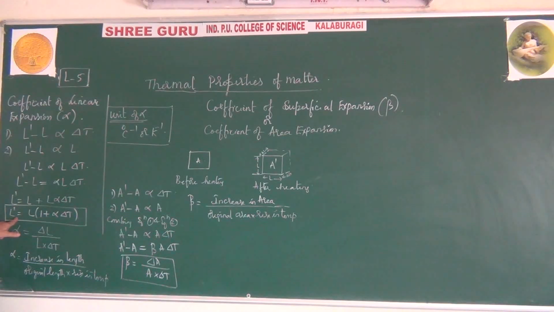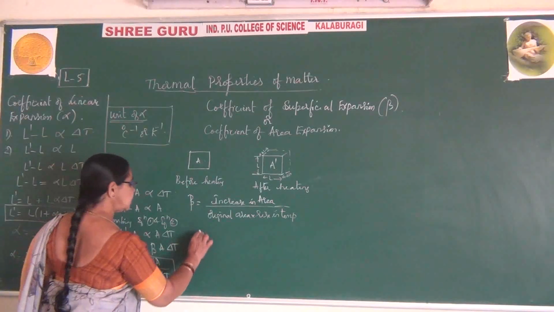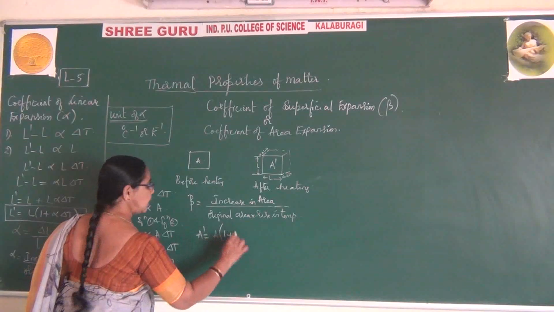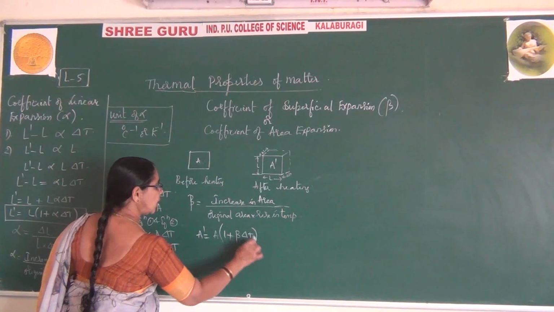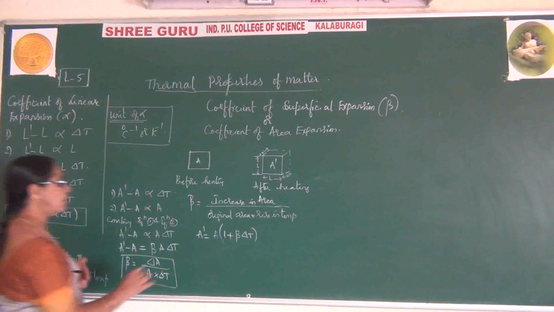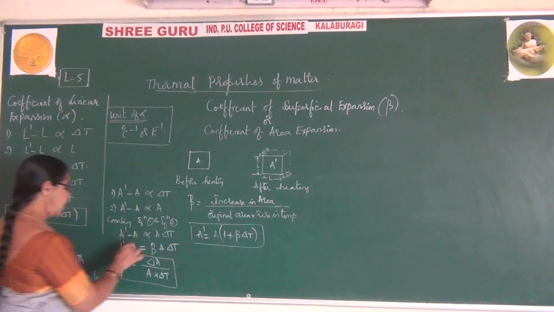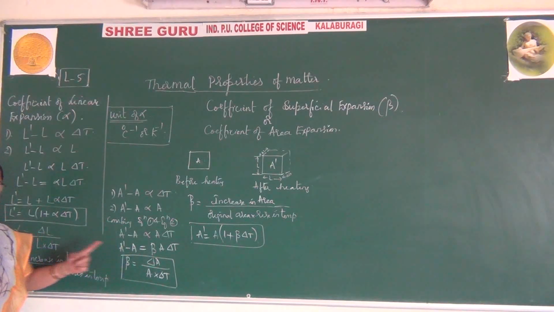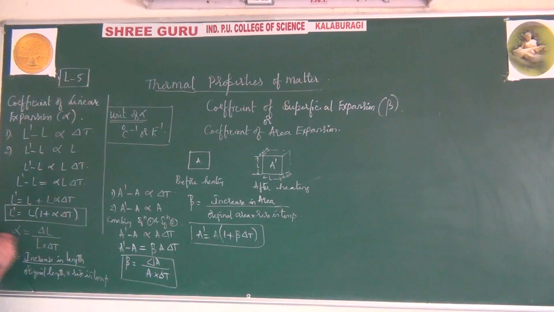Here, remember, the same formula we write like this: A dash is equal to A into 1 plus beta into delta T. This is the formula we can write for this. Again, you can rewrite the same concept you observed before. Instead of L, you are writing A, with the same conditions.